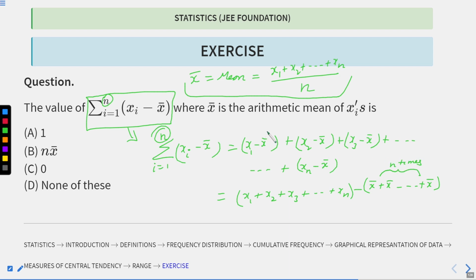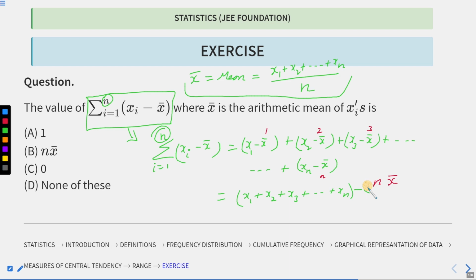If you see, one x bar is here, the second x bar is here, the third x bar is here, till the nth x bar is here. So I am adding x bar n times. So I just rewrite it in the simplest form, which is n times of x bar.